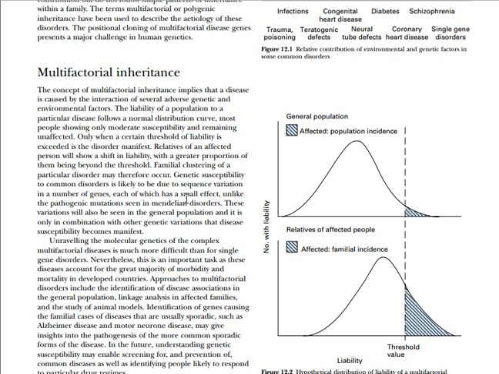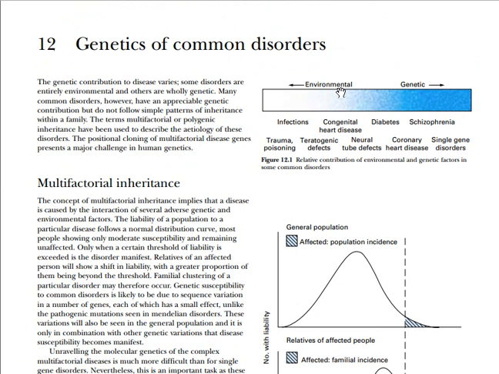As you can see here, there are different environmental factors and genetic factors that come together to cause multifactorial inheritance. Environmental factors include trauma, poisoning, and teratogenic defects. They are located here. While in genetics, single gene disorders are mostly genetic. Coronary heart disease and neural tube defects are more environmental. Teratogenic defects are more environmental than genetic themselves.